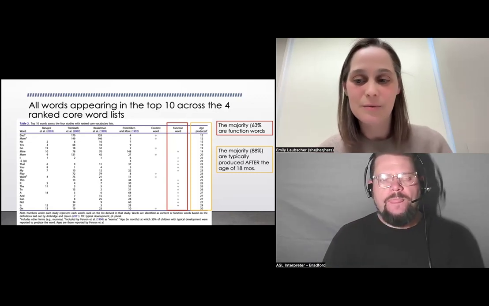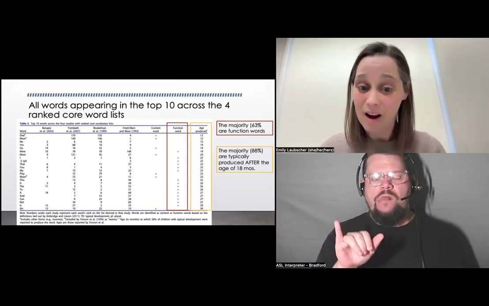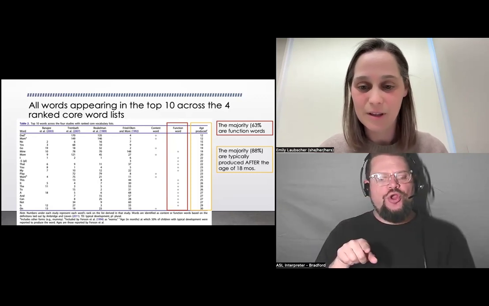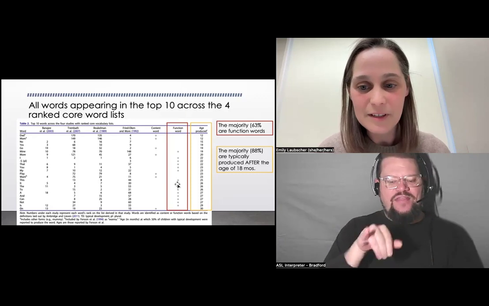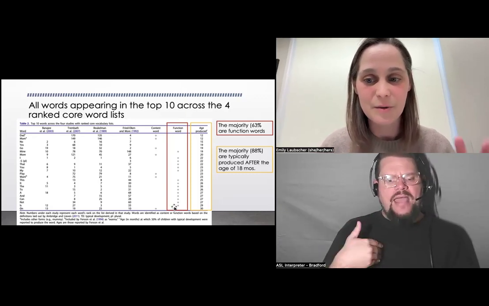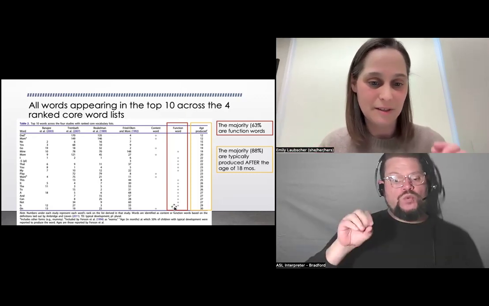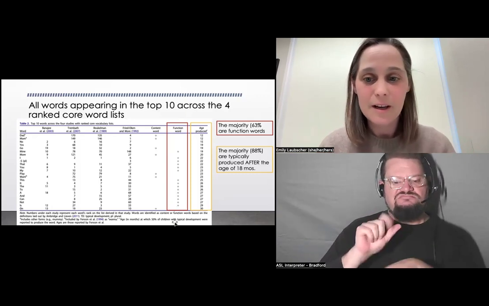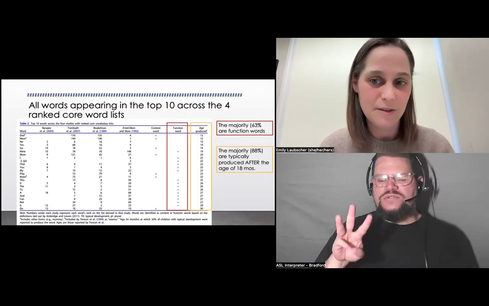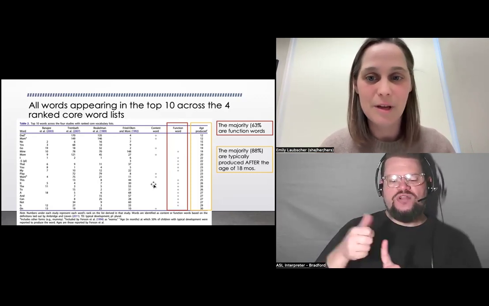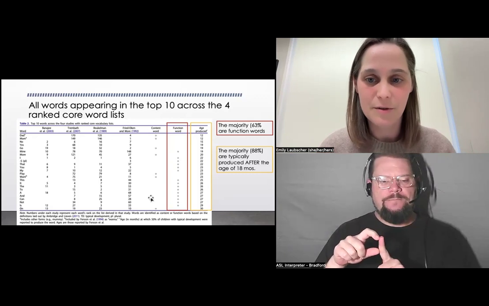And then also remember that these words are not common in early expressive vocabularies. But we can see here in this column that a fairly sizable number of these most core words on these lists are function words. So it ends up being about 63% of the words are function words, with the remainder being content words shown over here.